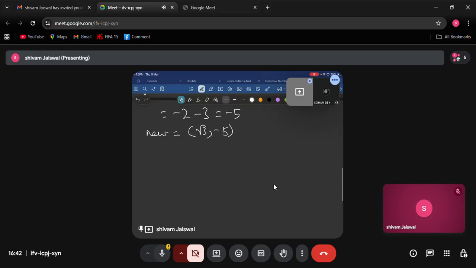Pay attention. Question number 3. The roots of the equation x square plus bx plus 10 equal to 0 are not real and distinct.